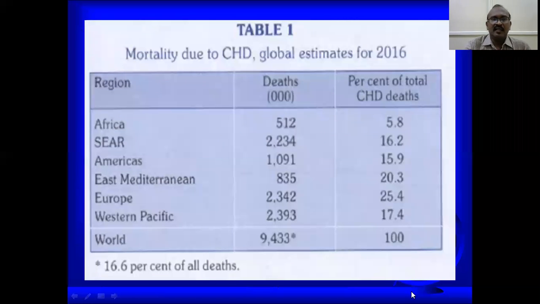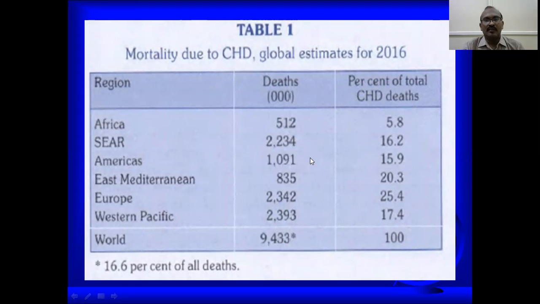So as you see, the Western Pacific has the largest number of deaths, amounting to 9,433 per 1 million deaths, which constitutes around 16.6% of all deaths. The Western Pacific region is seen to have the maximum number of deaths, followed by Europe, and fewer deaths are seen in the Americas, Africa, and the Eastern Mediterranean.